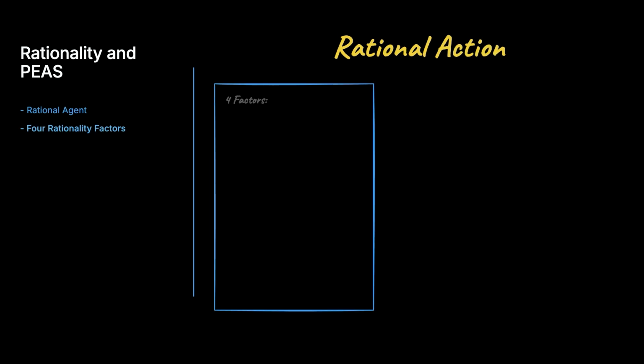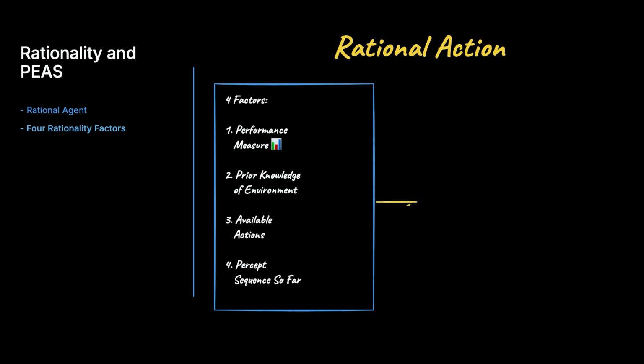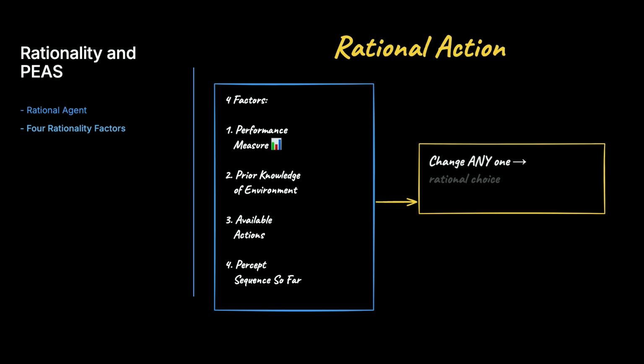Whether an action is rational depends on four things together. First, the performance measure defining success. Second, the agent's prior knowledge of the environment. Third, the actions it can perform. And fourth, the percept sequence so far. Change any one and the rational choice can flip. Rationality belongs to the situation, not the action alone.